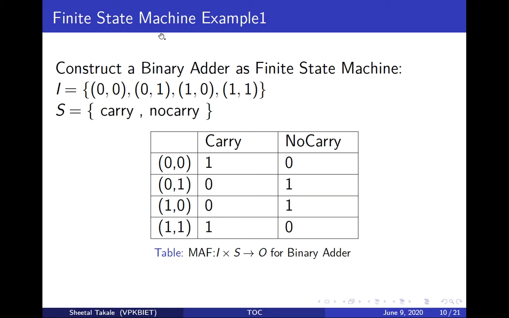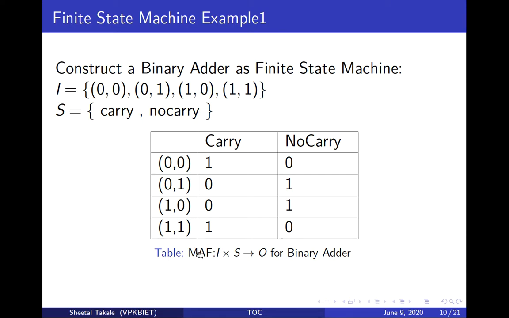Example of finite state machine. Construct a binary adder as a finite state machine. As it is a binary adder, the possible inputs are 0 0, 0 1, 1 0 and 1 1. And after doing addition, there may be a carry or there may not be a carry. So the two possible states are carry state and no carry state. And as it is binary, the output may be 0 or 1. So O, which is the set of output symbols, has two symbols, that is 0 and 1.